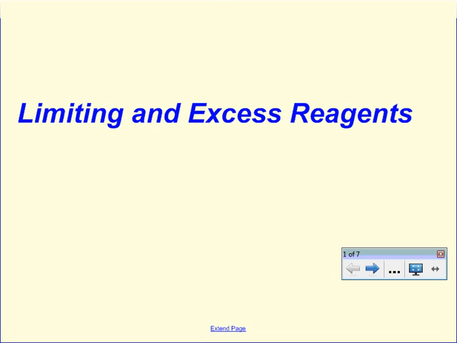Hello. In this lesson, we will be discussing limiting and excess reagents. Now, to begin with, let's consider a bicycle. A bicycle, in its very simplest terms, is two wheels and a frame. So, those are essentially the parts.